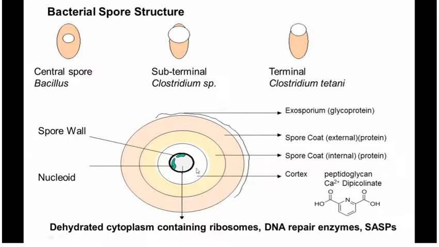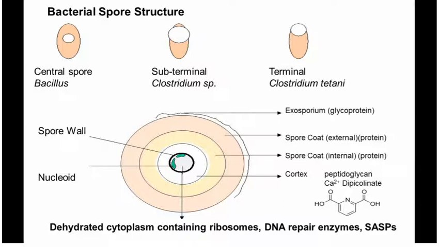Inside that, in the cortex, there is a thick layer of peptidoglycan associated with a small molecule, calcium dipicolinate. Then you've got the spore wall, a peptidoglycan wall, and then inside you've got a dehydrated cytoplasm. It's got ribosomes, the bacterial chromosome, DNA repair enzymes, and SASPs, small acid-soluble proteins. These are small basic proteins, and they have a role in compacting the DNA.